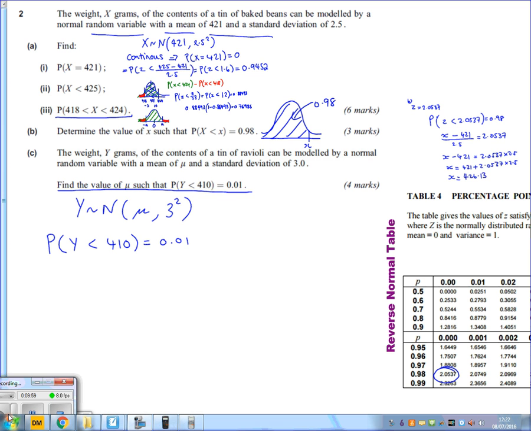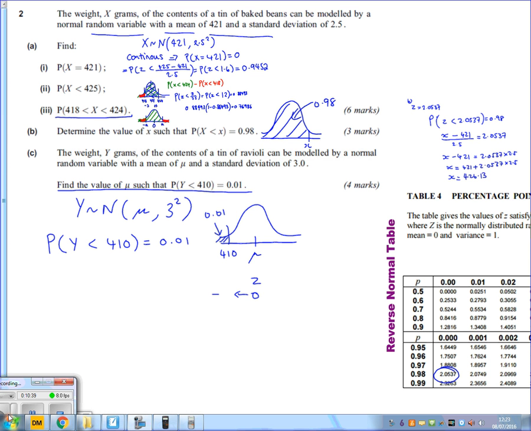So if I did a nice sketch of that one, I want it to be less than a certain value, 410, is equal to 0.01. So I know it's going to be over here, because I know that 50% of the data is less than the mean. So that means that 0.01 must be that. So I need to work out a z value that goes with this again. If I'm thinking of my z distribution, the mean is 0. If I'm to the left of the mean, I've got to be a negative z value.